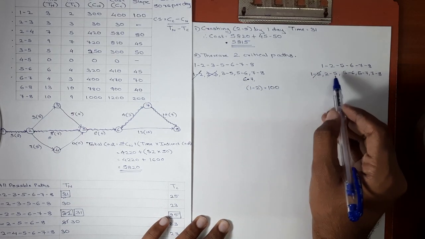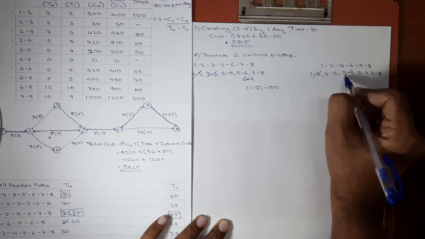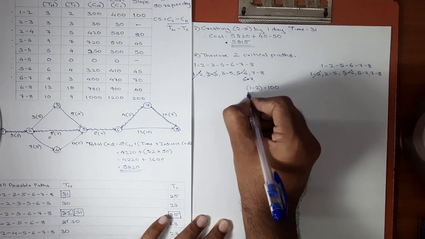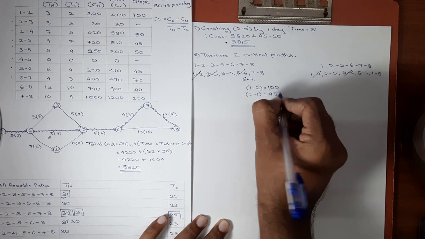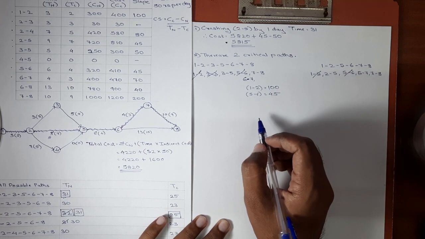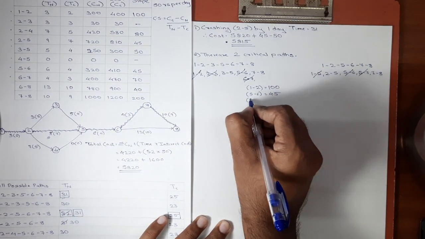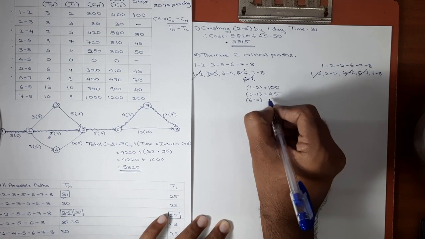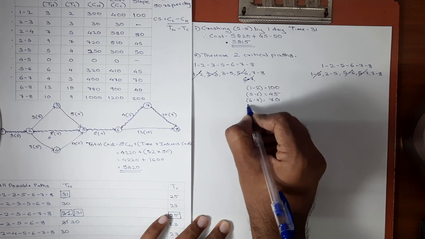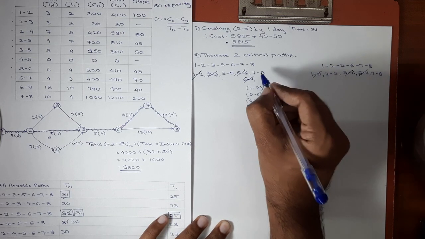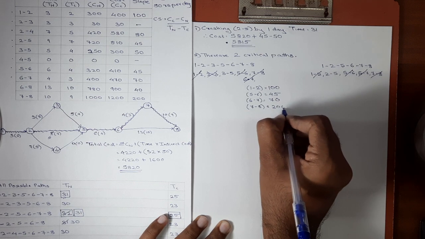Again, is there any common activity? Yes, we have 5, 6 common. I'll strike it once. Cost slope of 5, 6 is 45 rupees. Again, 6, 7 is also common. Cost slope of 6, 7 is 70 rupees. Again, 7, 8 is also common. I'll strike 7, 8 too. The cost slope of 7, 8 is 200 rupees.